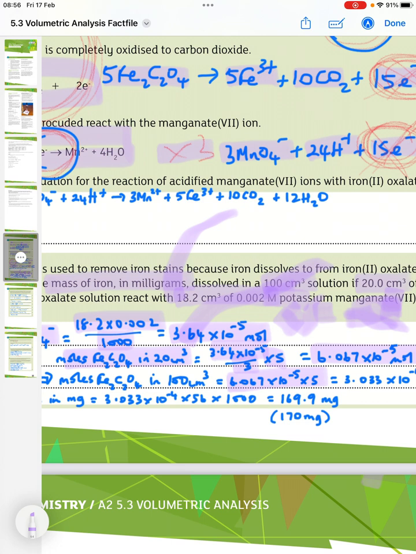So then in milligrams, 3.03 by 10 to the minus 4, we're multiplying that by 56 to give us, well, 56 is the mass of iron, and then by 1,000 to give us milligrams, so that is 169.9 milligrams, or you could round it up to 170 milligrams.